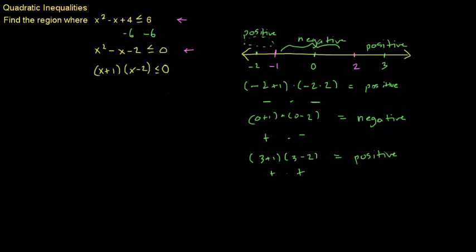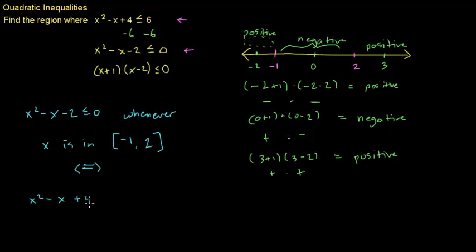Okay, so now we're able to answer our question, and we kind of work backwards. Our second function, x squared minus x minus 2, is less than or equal to 0 whenever x is in the region [-1, 2]. Here I use square brackets because it's equal to 0 at -1 and at 2, so I want to make sure I include those endpoints. Well, as I said, x squared minus x minus 2 is less than or equal to 0 exactly where x squared minus x plus 4 is less than or equal to 6. And so now we really are answering that original question. x squared minus x plus 4 is less than or equal to 6 whenever x is in the region -1 up to 2. And there is our answer.